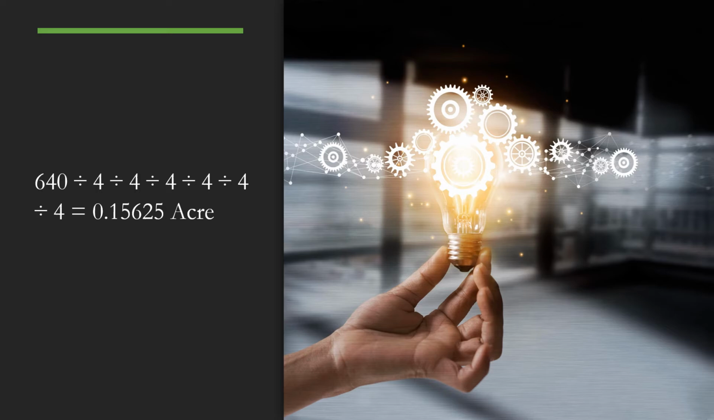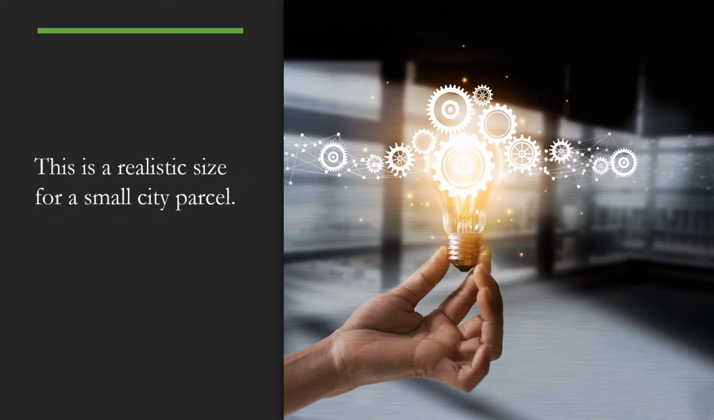So we have 640 divided by 4, divided by 4, divided by 4, divided by 4, divided by 4, divided by 4 equals 0.15625 of an acre, which, by the way, would be a small city parcel, maybe very realistic for a city, a little small for a suburban parcel, but not too bad for some of the original city lots. So making this a very realistic property description for a regular lot.